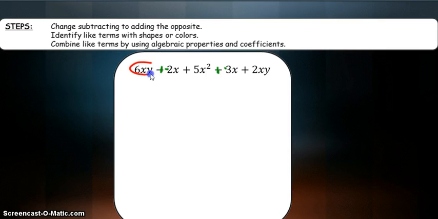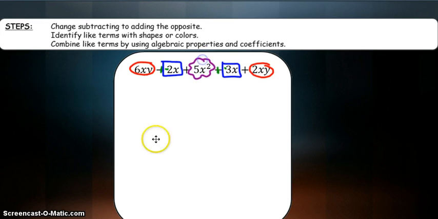So here's 6xy. I'm going to put it in red. And 2xy. They have the same variable part, so I'm putting them in circles and in red. I'm going to put the negative 2x in a box. The variable part is just x. So here's the other like term, it's just the x. The last one we have is 5x squared. That one's kind of all by itself, so I'm going to put it in this squiggly circle.